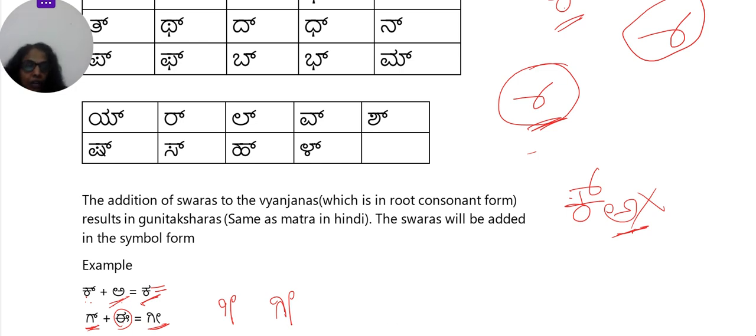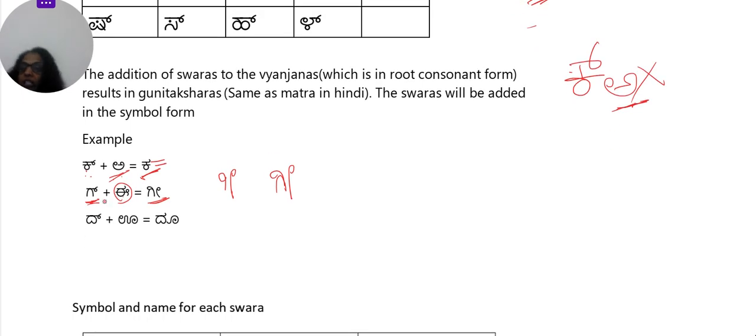Okay, so then let's look at one more example. This is Da. Okay, so the plus U. See, again Da is in it. We will not read this as Da. We will just read it as D because it's a root consonant. D plus U will give Du. And this is the symbol of U. This is the symbol of U. Because I said that swaras will always be added in a symbol form.